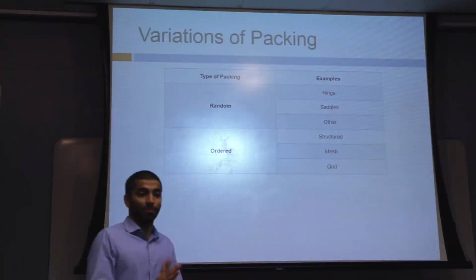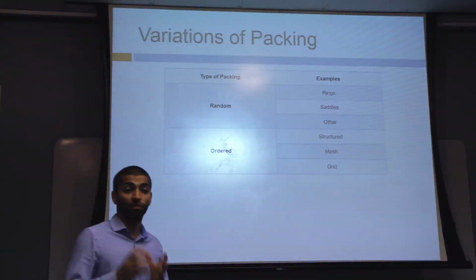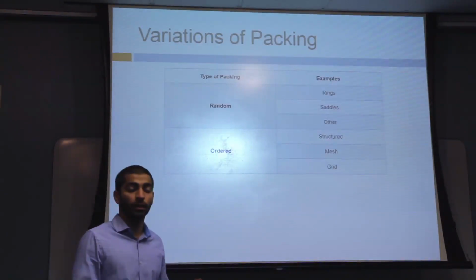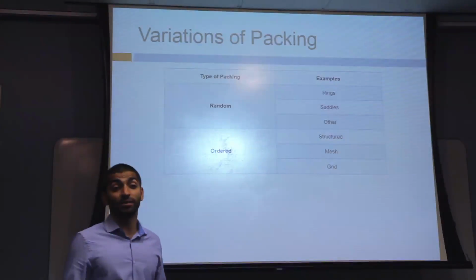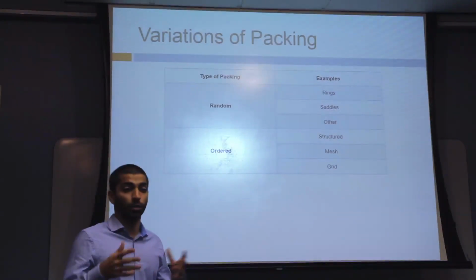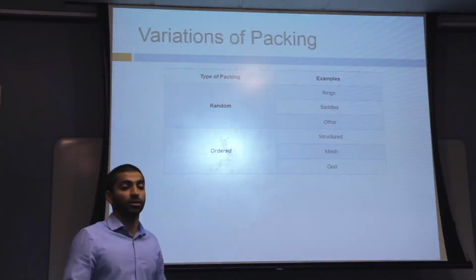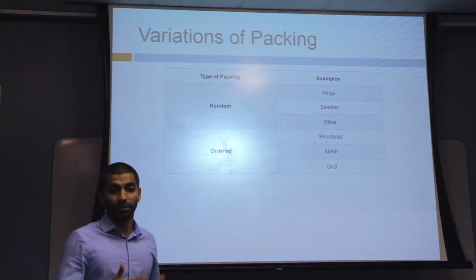All right, let's talk about packing. So there are two major categories of types of packing out there. One of them is called random packing, and the other one is called ordered packing. And random packing, as the name suggests, is very random. You drop in different shapes of packing material into a column randomly, and it sets itself, and it creates surface area for liquid and vapor to contact on.